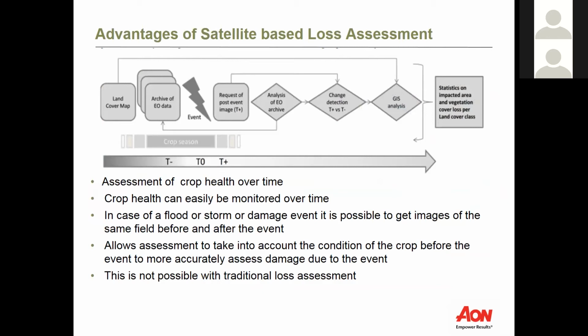So with the satellite, at any stage you can go back and look, and so you can see how the crop was doing before and after the event, which is really good. And it's not possible to do with traditional loss assessment. So this is sort of a new thing that satellite can offer us.